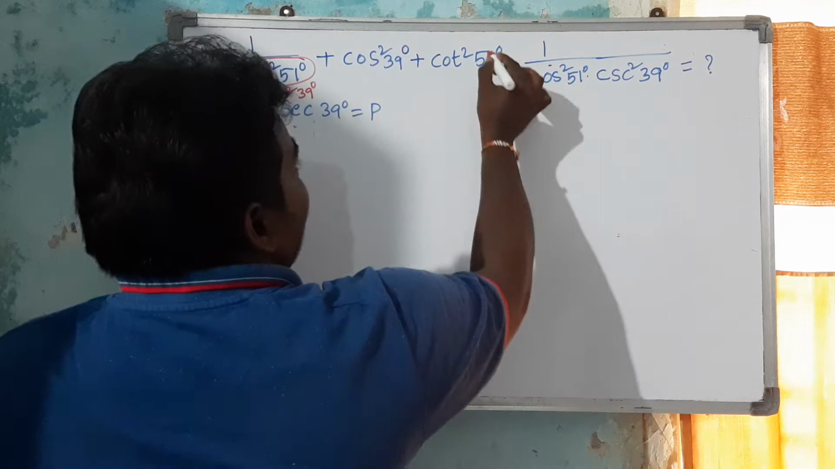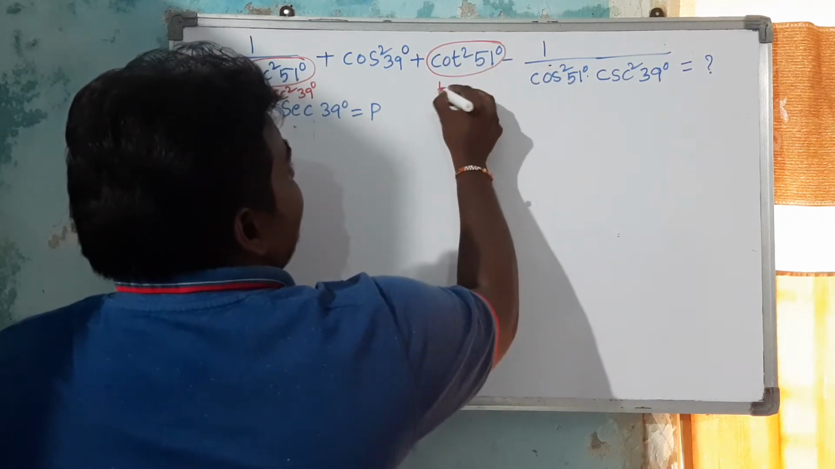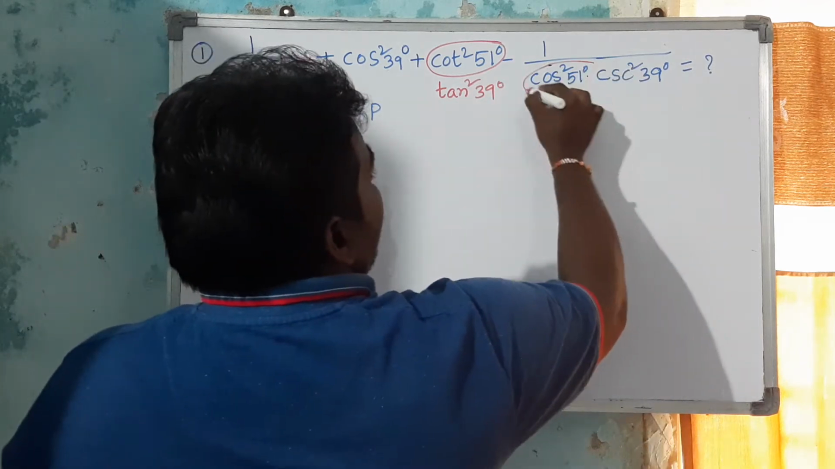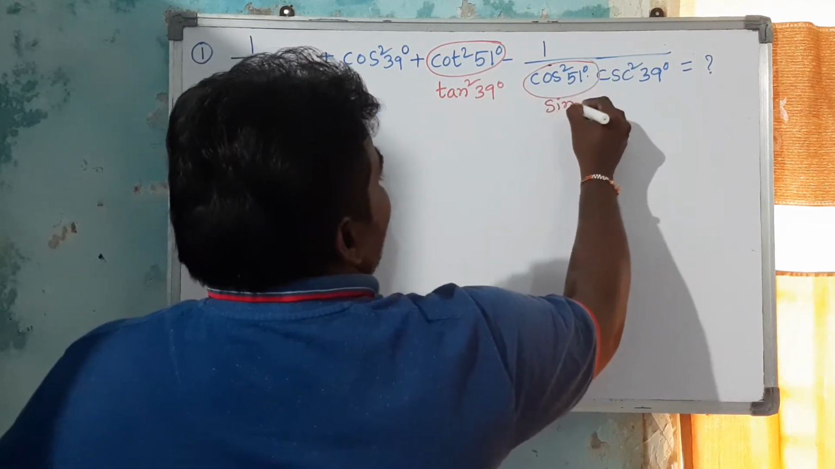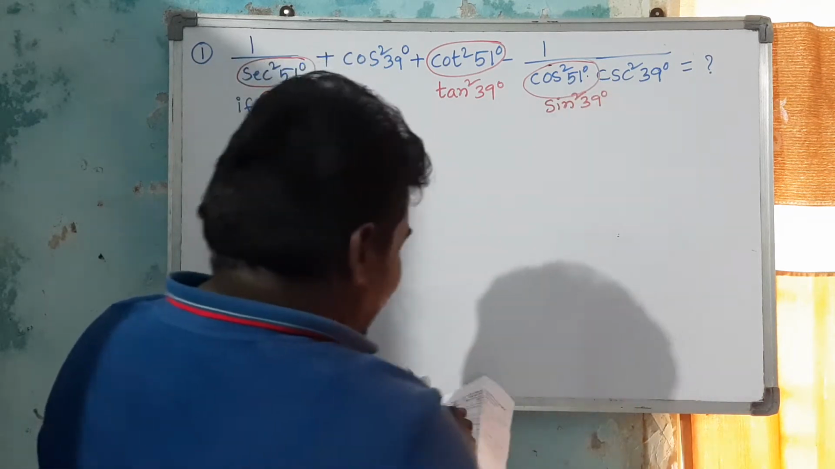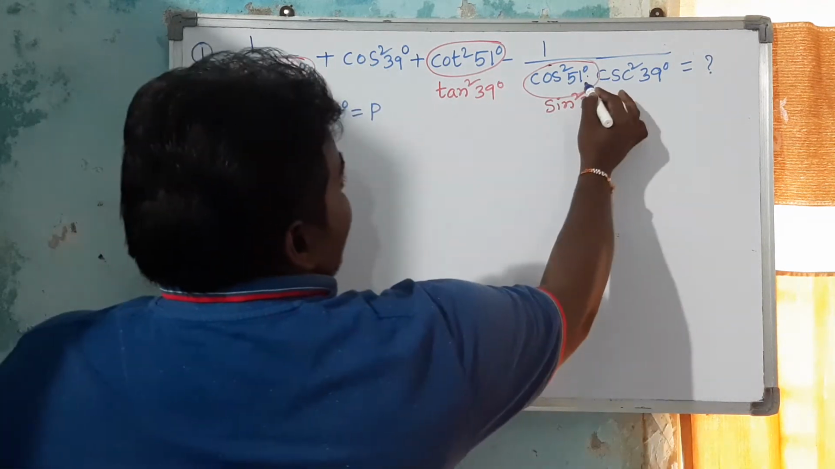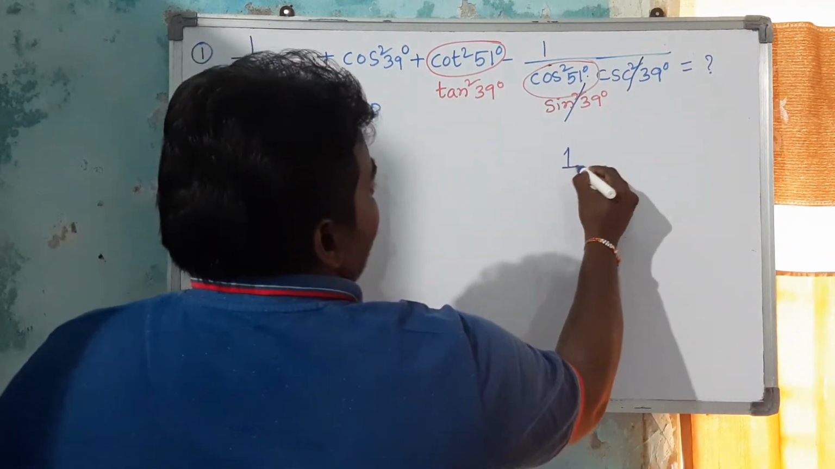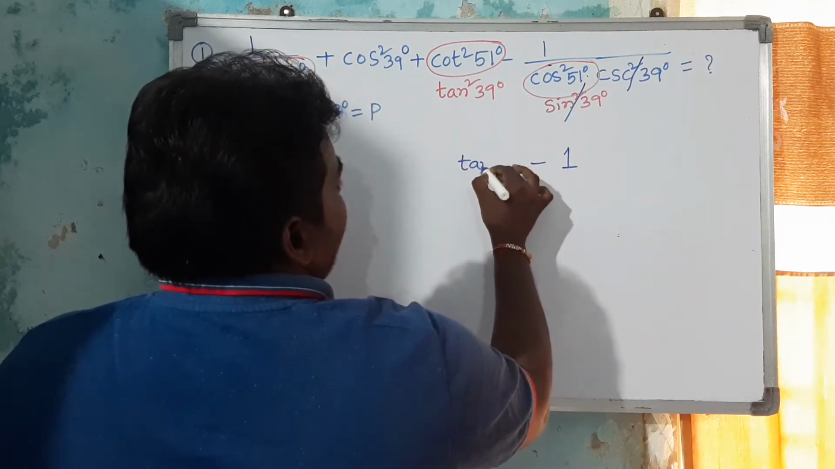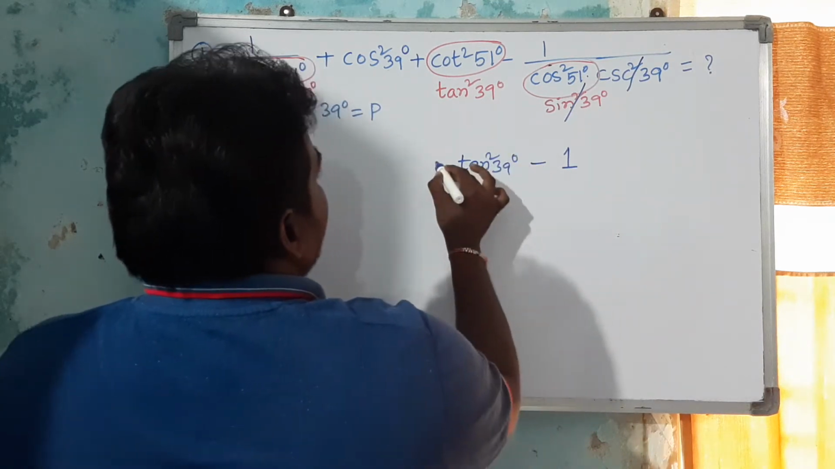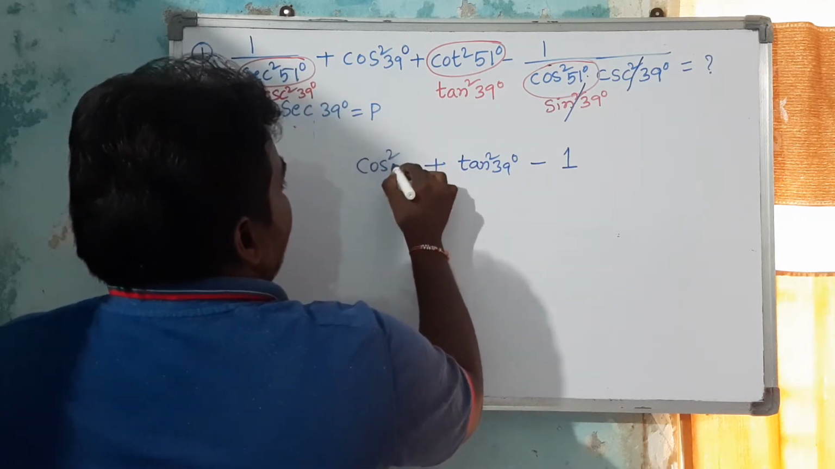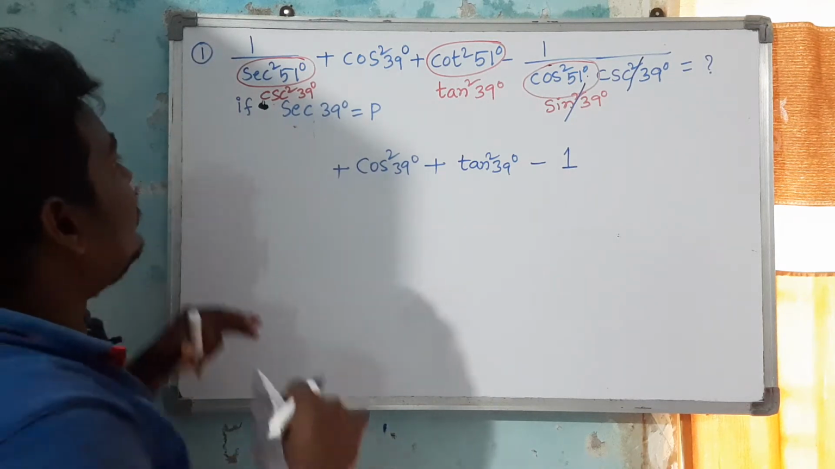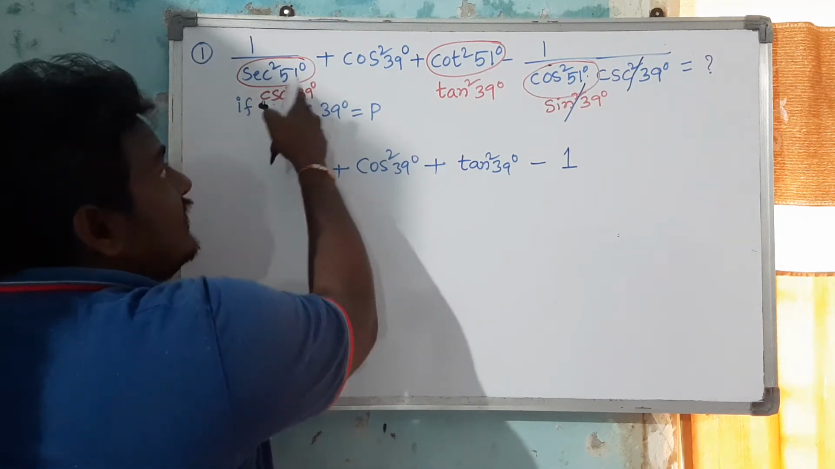Cot square 51, complementary, is tan square 39. I can write like this. Next, cos square 51 I can write like this: sin square 39. If you clearly observe, sin square 39 and cosecant square 39 are reciprocals, so they cancel. So directly, I am rewriting the equation: 1 minus tan square 39 plus cos square 39 plus 1 by cosecant square 39.